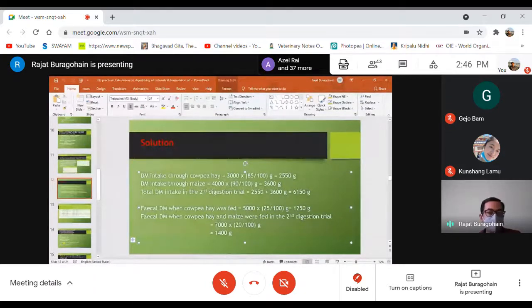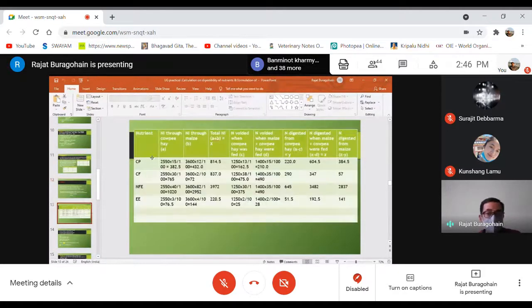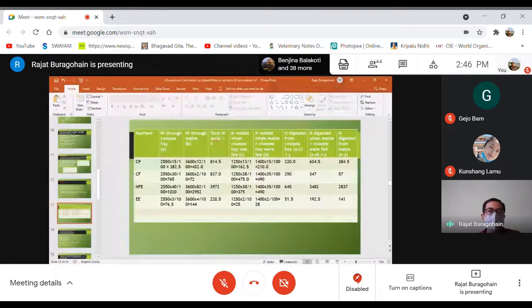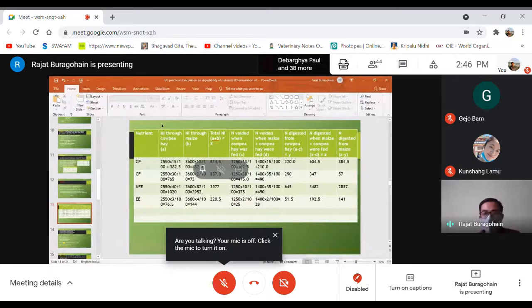Okay, after calculating this one you please see very critically. There are many things here. We can calculate differently also. First of all, nutrient intake. This is NI, meaning nutrient intake through cowpea hay. That means how much nutrient intake was there in the first digestion trial. In the first digestion trial, this is the dry matter intake. You know the nutrient composition of cowpea on dry matter basis. Therefore, you can calculate the nutrient intake for cowpea hay.